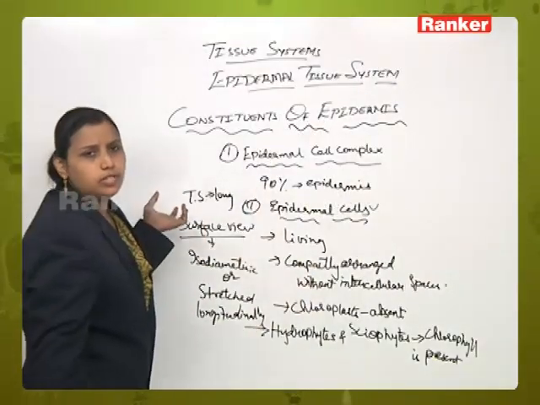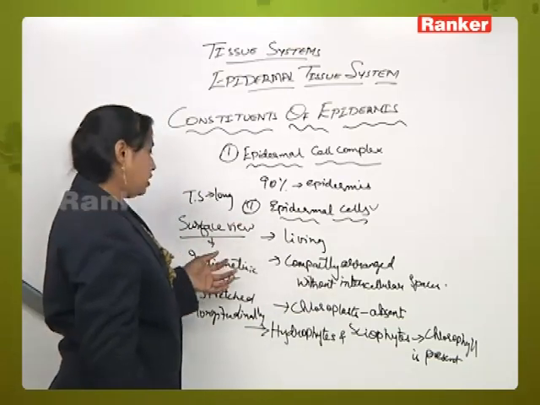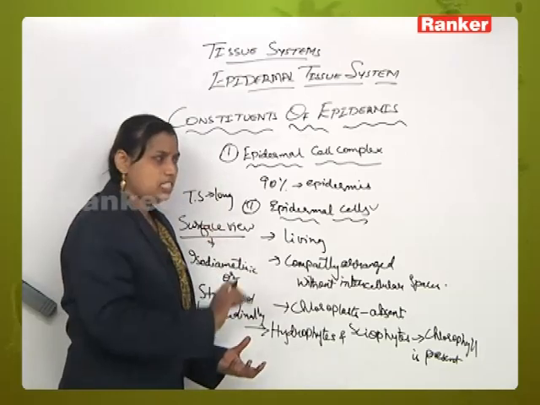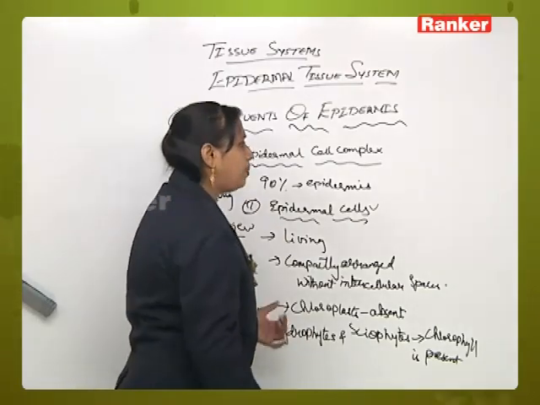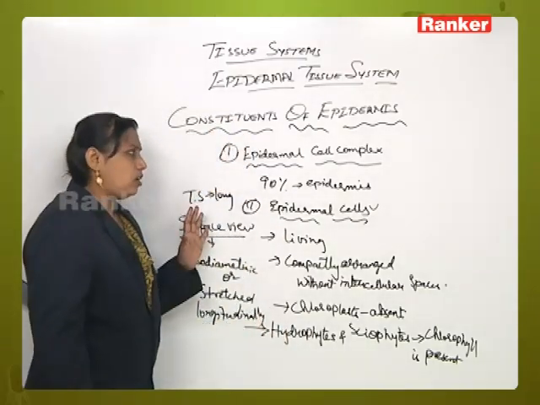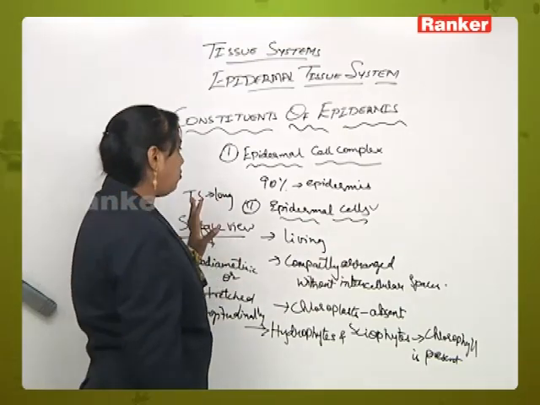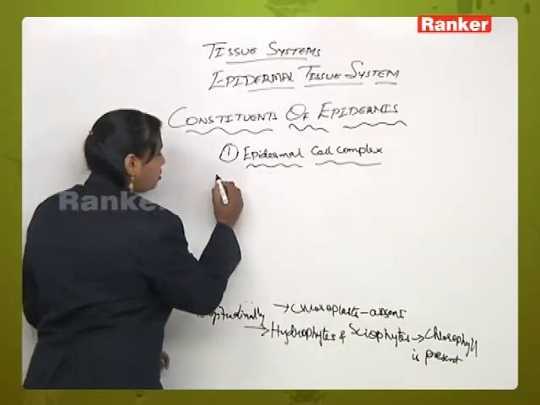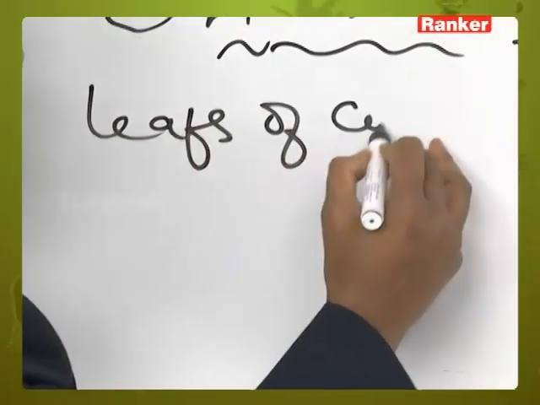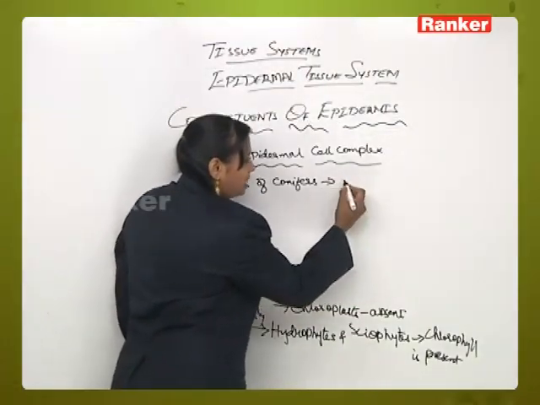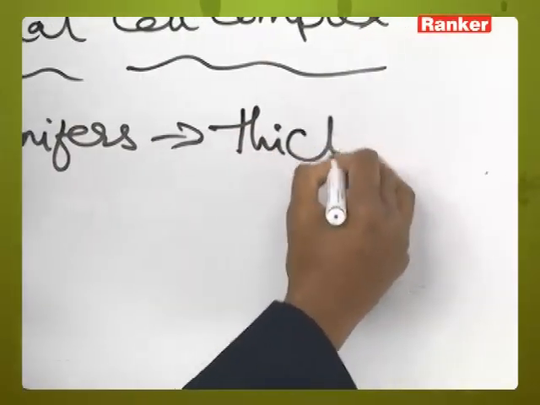So in surface view, these epidermal cells are either isodiametric in nature, or you may see them stretched and arranged longitudinally. Depending upon the species, the outer wall of the epidermal cells may be thin or thick. In the leaves of conifers, the cell wall of the epidermis is thick.